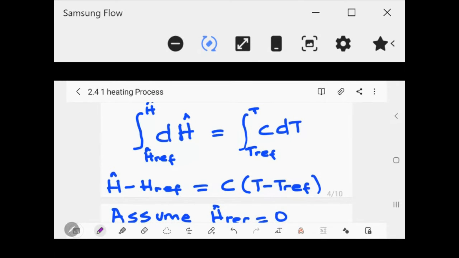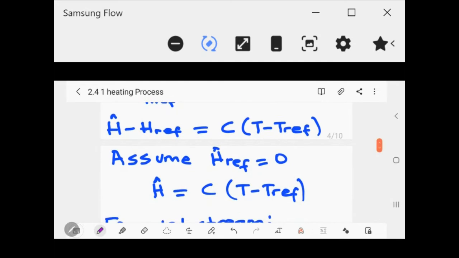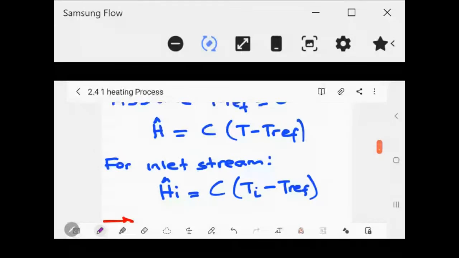So now without loss of generality, we can assume that the reference enthalpy is equal to zero. There you go. So basically this won't affect the entire proof. And so now we can have our enthalpy term per unit mass. We can write it as C, the difference in temperature and the reference temperature. Similarly, our enthalpy per unit mass for the inlet stream, this is how we can write it, as well as the heat capacity times the difference in temperature.